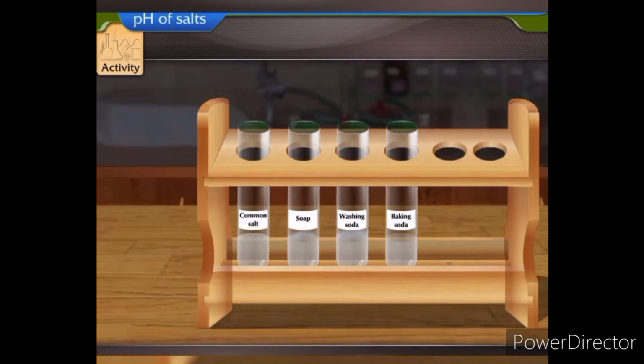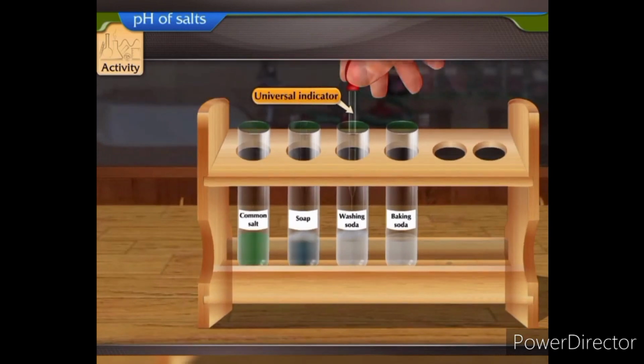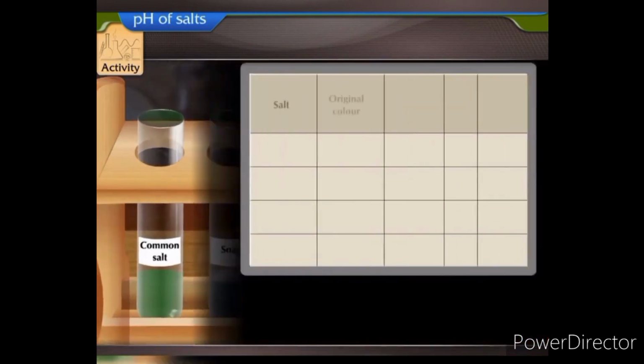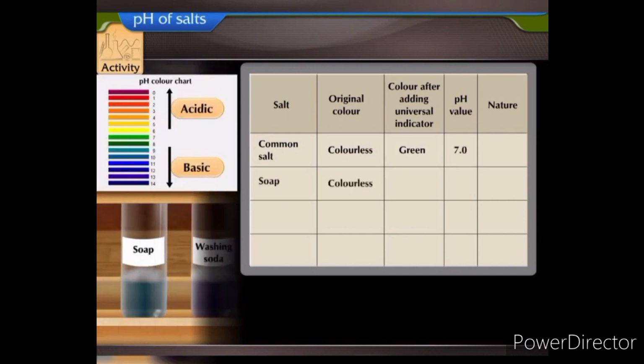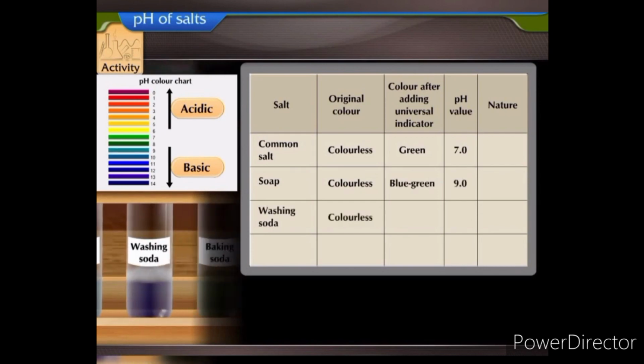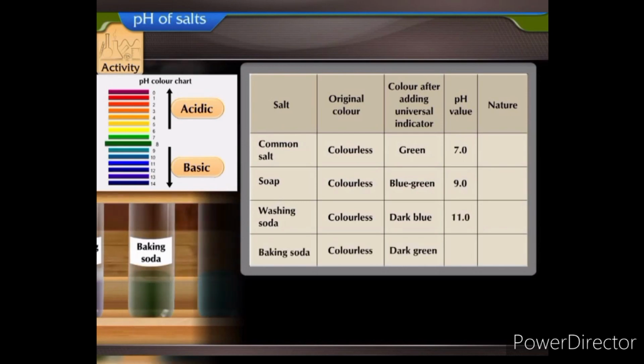Now add a drop of the universal indicator to each of the solutions and observe the color change and determine the pH. Common salt solution turns green in color. The pH is 7.0. Soap solution turns blue-green in color. The pH is 9.0. Washing soda solution turns dark blue in color. The pH of the solution is 11.0. Baking soda solution turns dark green in color. The pH of the solution is 8.0.